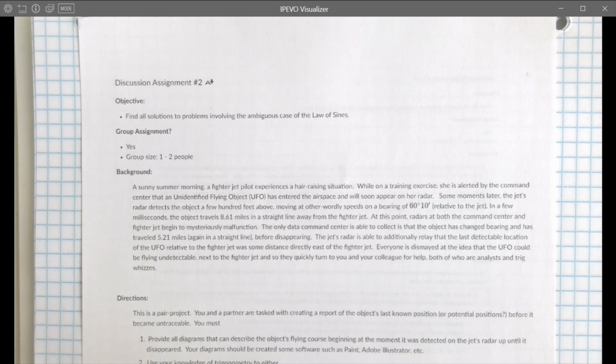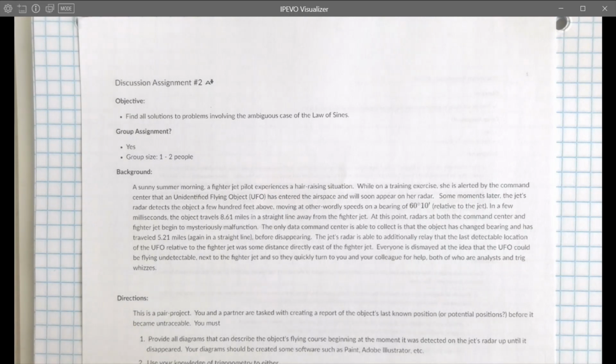Okay, so here is the background information they gave us. A sunny summer morning, a fighter jet pilot experiences a hair-raising situation. While on a training exercise, she is alerted by the command center that an unidentified flying object has entered the airspace and will soon appear on her radar. Some moments later, the jet's radar detects the object a few hundred feet above, moving at otherworldly speeds on a bearing of 60 degrees 10 minutes. This is relative to the jet. In a few milliseconds, the object travels 8.61 miles in a straight line away from the fighter jet.